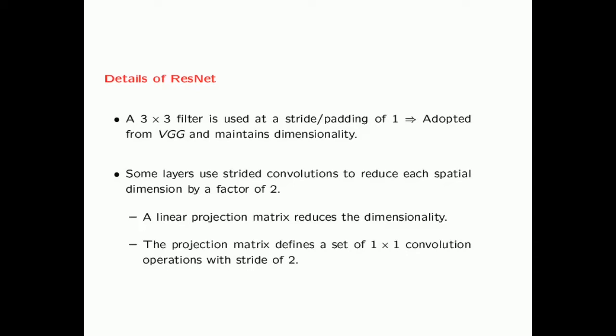Now, some of the details: it used a 3x3 filter at a stride and padding of 1. This was adopted from VGG and it maintains the dimensionality. And some layers use strided convolutions to reduce each spatial dimension by a factor of 2. A linear projection matrix reduces the dimensionality. So the projection matrix defines a set of 1x1 convolutions with a stride of 2.